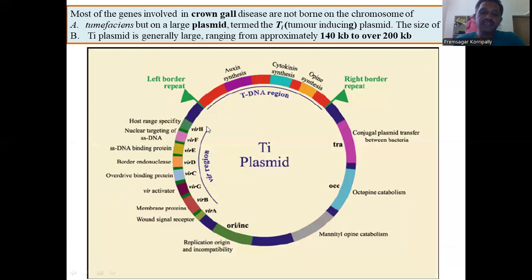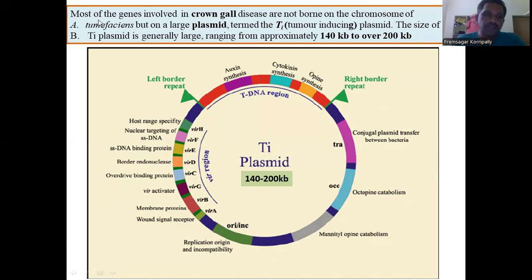Here you can see this is the TI plasmid. So T stands for tumor, I stands for tumor inducing plasmid, which is around 140 to 200 kb in size. The various species of Agrobacterium have different sized TI plasmids. Those TI plasmids are responsible for tumor induction, followed by the crown gall disease.